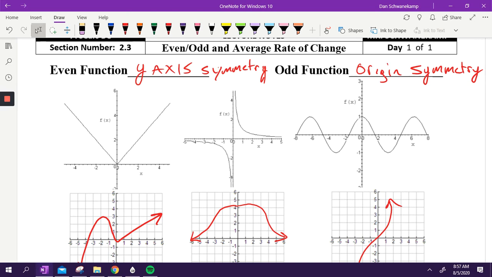On this first absolute value graph right here, show me with your fingers. Is that thing even, odd, or neither? Even. What type of symmetry does it have? Y-axis. You could take that thing and fold it right over that line. It's going to be an even function.